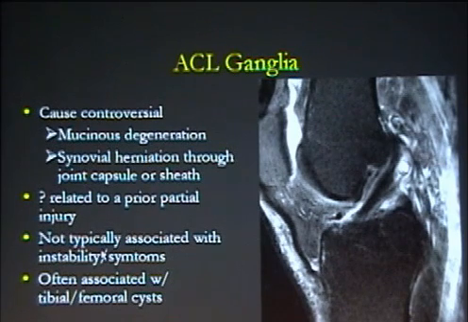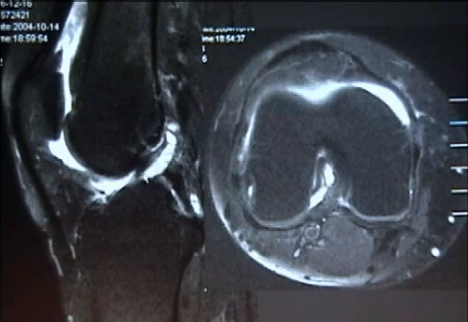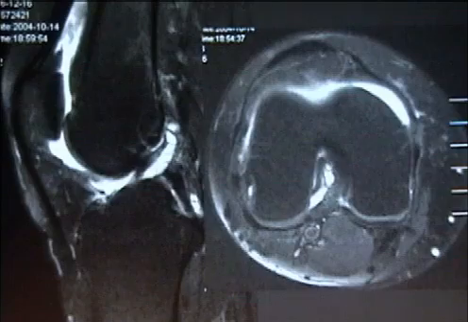They're not typically associated with instability or any clinical symptoms, but they are often associated with cysts in the tibia and in the femur. Here's an example of a small ganglion in the proximal portion of the ACL. This patient had a larger intraligamentous ganglion, or synovial cyst, here filling up the ACL. But again, they typically are not symptomatic.